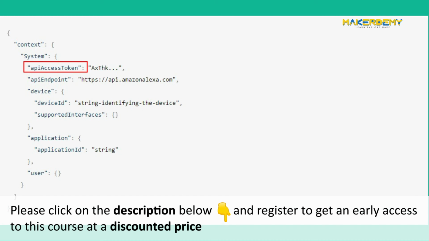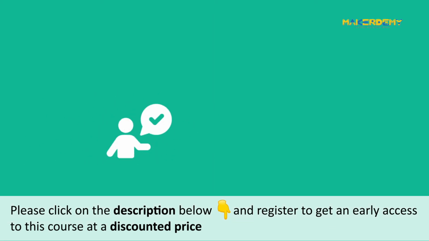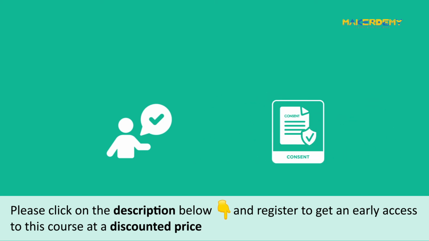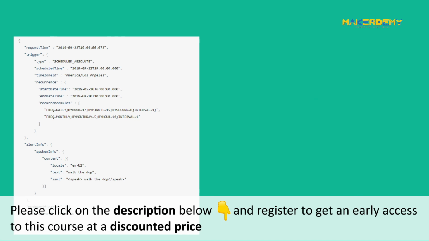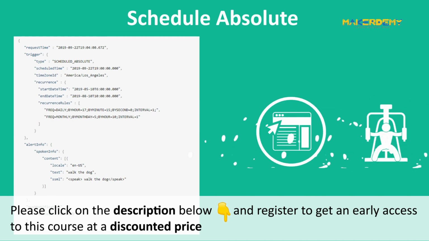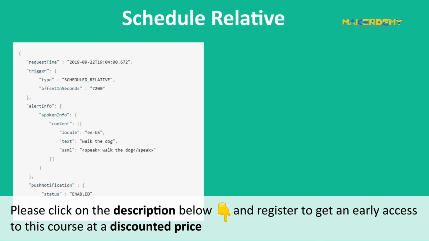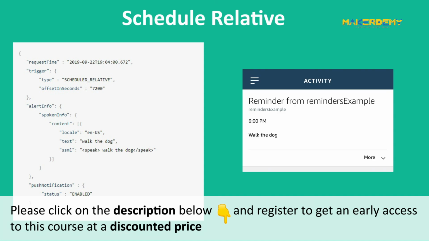When the user interacts with the skill, Alexa sends an API access token encapsulating the granted permission each time a request is made. To create reminders for a customer using your skill, you must obtain their informed consent every time you create a reminder. Reminders API provides us with two trigger types: schedule absolute, to schedule a reminder at the time the user wants in their respective time zone. For example, set a reminder at 5 p.m. to work out. Schedule relative, to schedule a reminder related to the current date and time. For example, remind me in 2 hours to walk the dog.